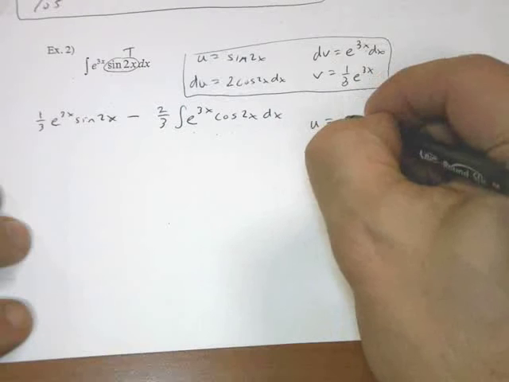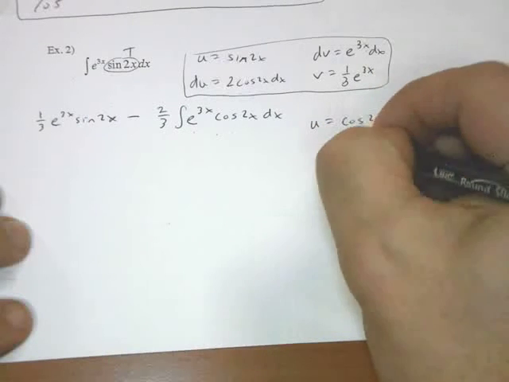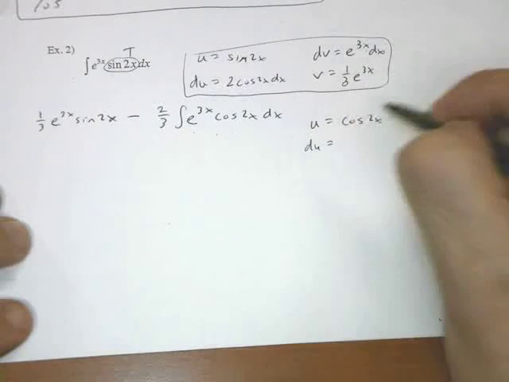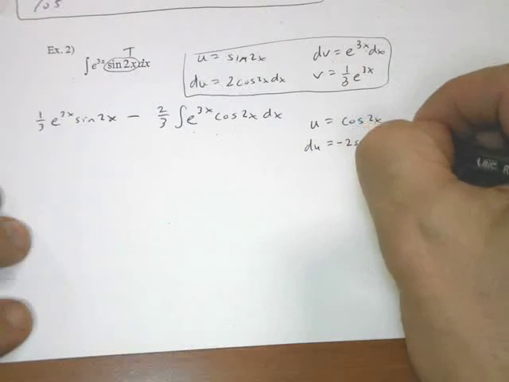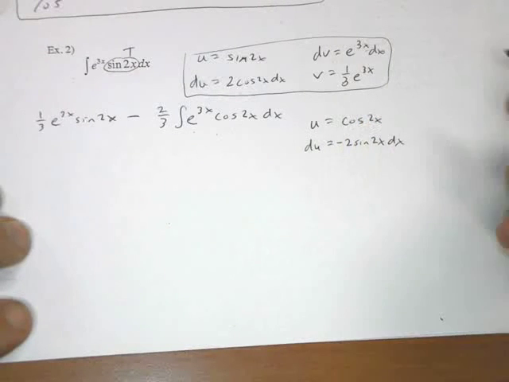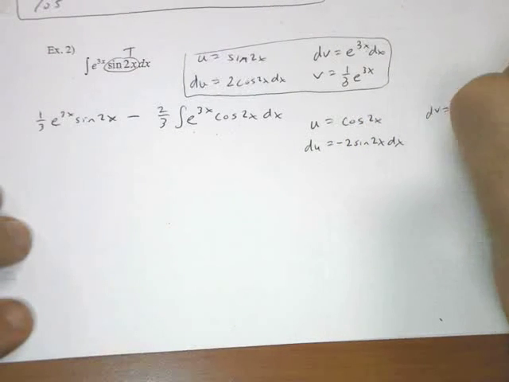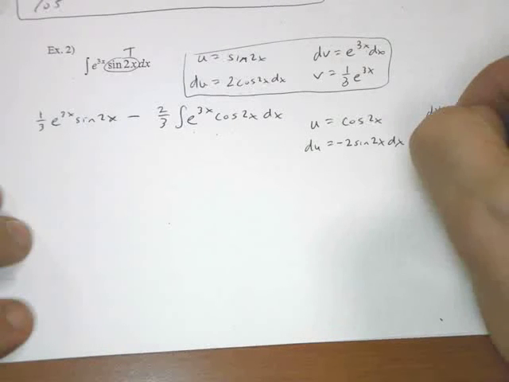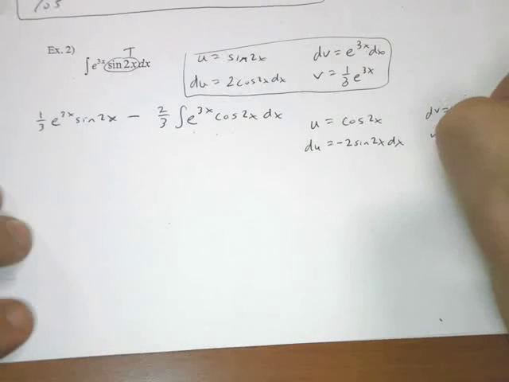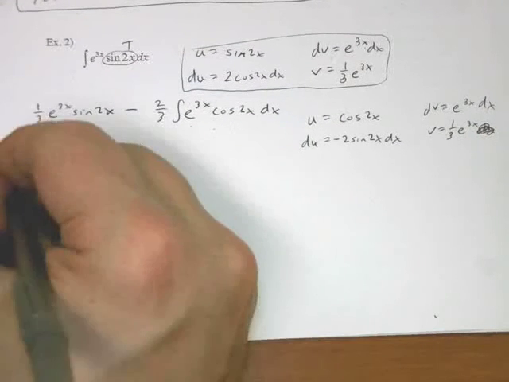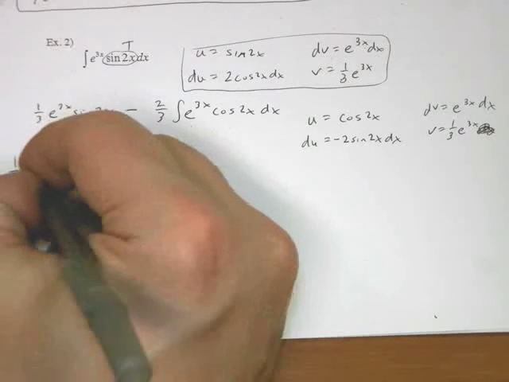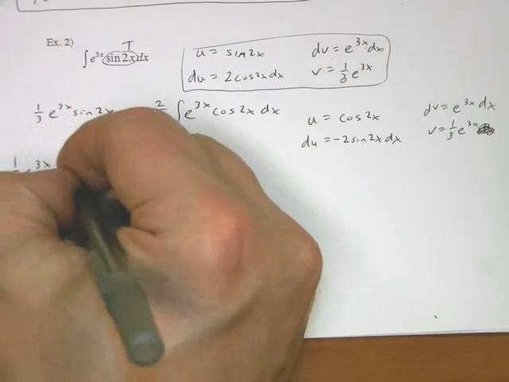I'm still going to make u the trig function, except now it's cosine. Derivative of cosine is negative sine, and I have to multiply by 2 because of the derivative of 2x. I have dv, which is still going to be e to the 3x dx, so its v is 1/3 e to the 3x. Okay, so we still have our 1/3 e to the 3x sine 2x.